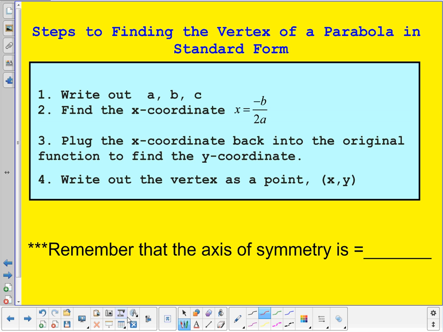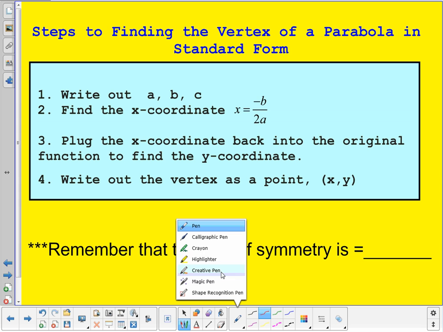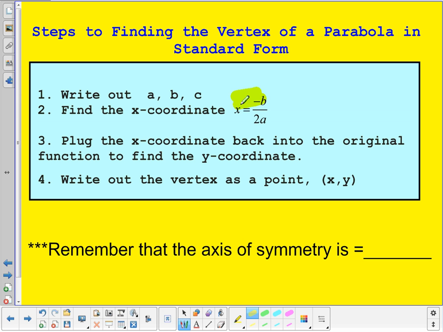Here are our steps, because again, the most important thing about graphing these parabolas, the place that you have to start, is the vertex. So finding the vertex is the first thing that we need to do. This is going to be crucial for you. This formula right here: x equals the opposite of b over 2a. You're going to hear me say that a lot.